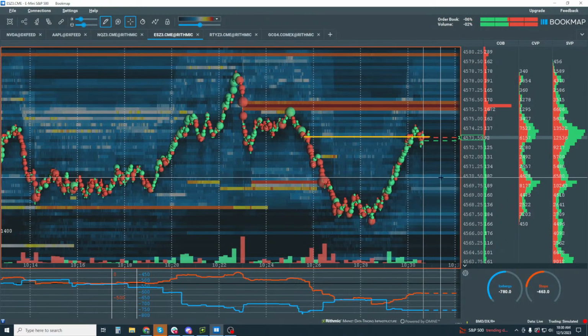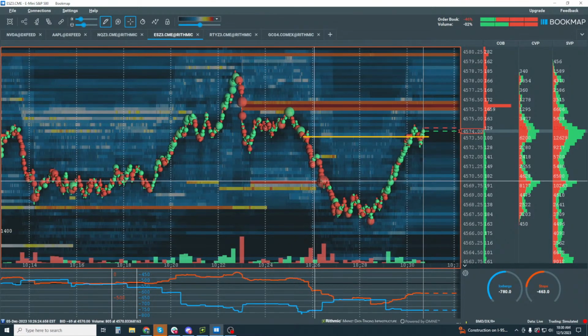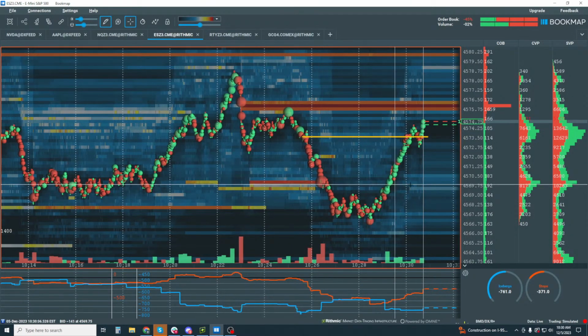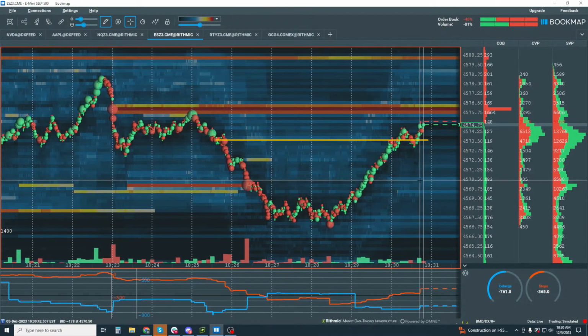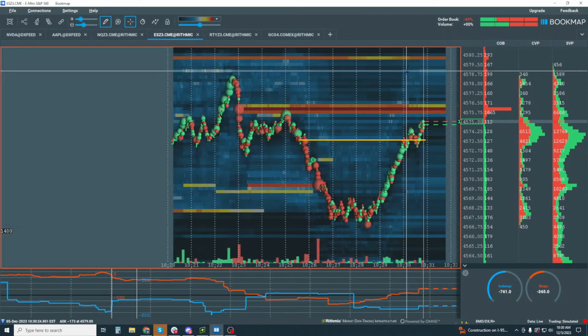Looking for a bit of a pullback in here. This might be a good area for a pullback right here, or where the liquidity is. The liquidity is here around 70 and a quarter or 70 and a half.